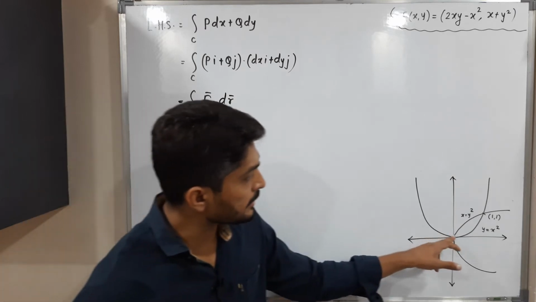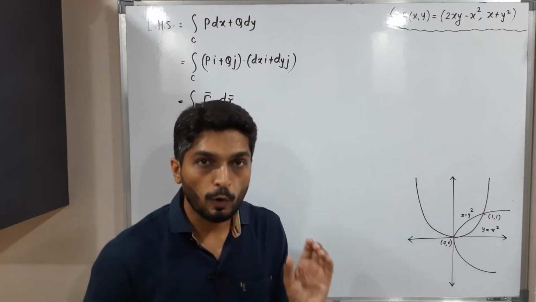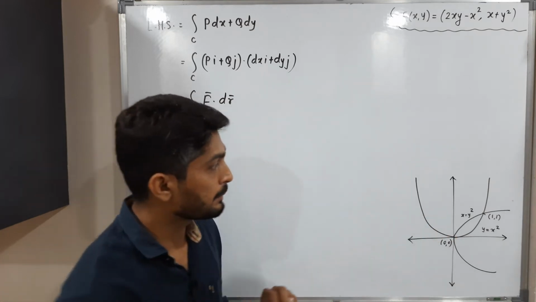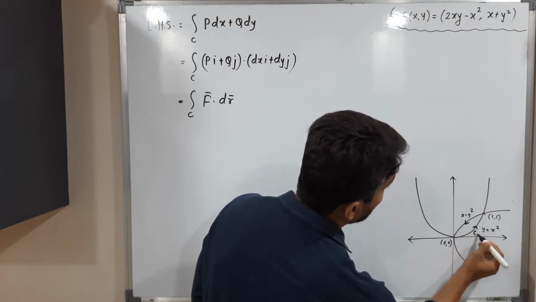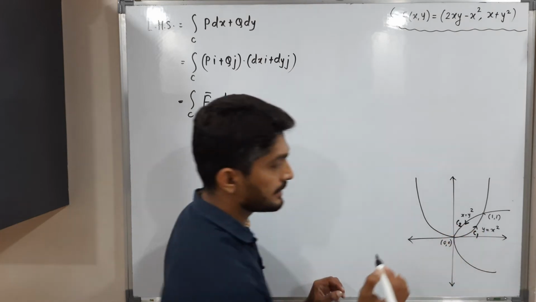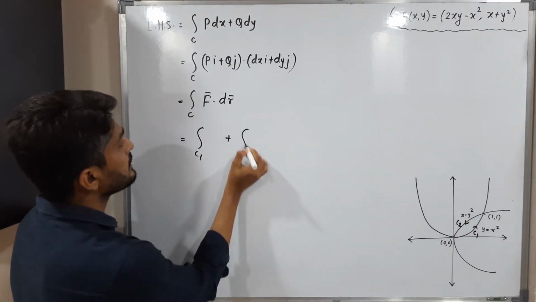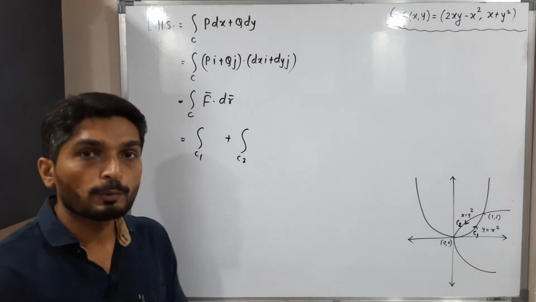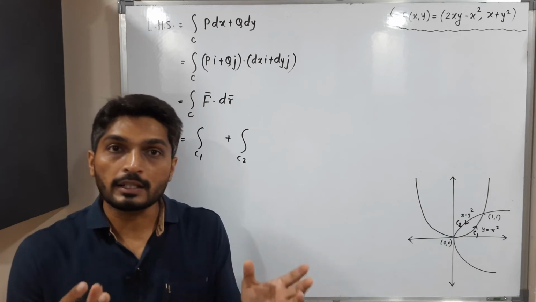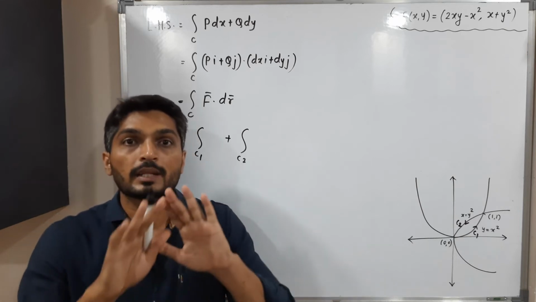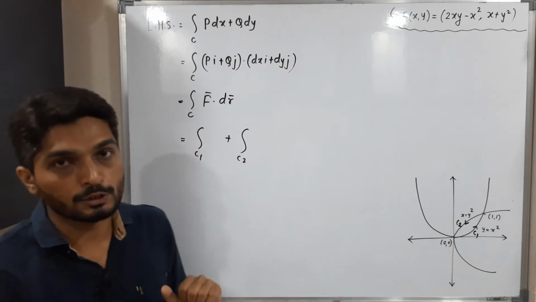But as you can see here, C means the boundary. This boundary is formed by two parabolas, so it has two parts, this one and this one. Let me call this C1 and this C2. Therefore here we can write integration over C1 plus integration over C2. I hope you have understood. We have two curves, so we should solve the line integrals for C1 and C2 separately, and at the end add them to get the value of the line integration over C.